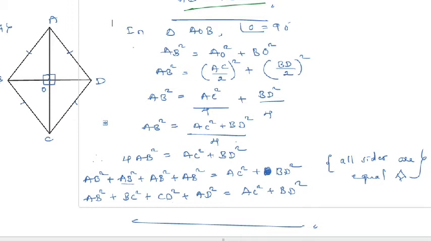So, AB square is equal to, here the denominators are the same, 4 and 4, so 4 as it is, AC square plus BD square as it is. When 4 comes to this side, it becomes multiplication.